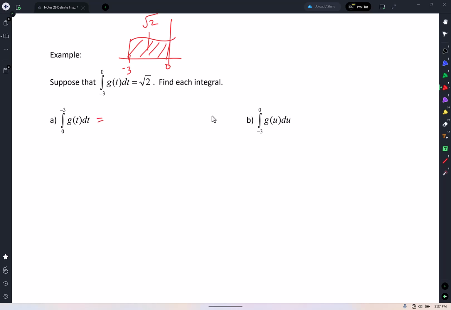Okay, notice, I'm counting backwards. I start at 0 and I end at -3. So if I count backwards, what do I do with that square root of 2? Negative square root of 2. That's it. You're counting backwards. Does that make sense?